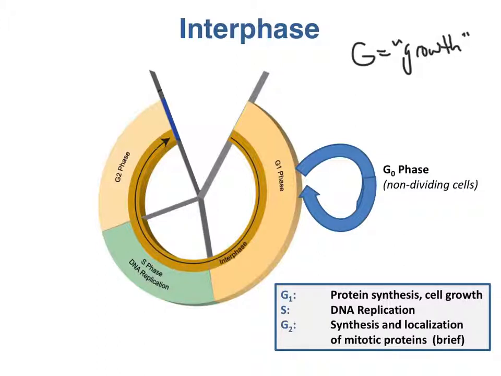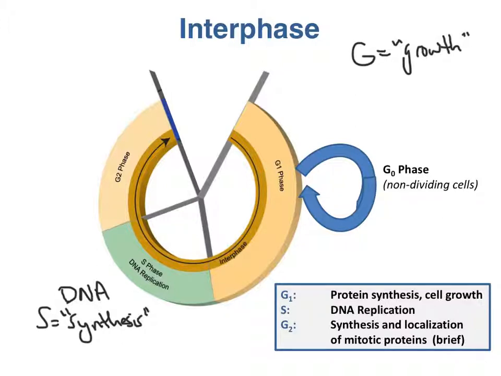Cells that are preparing to divide leave the G1 phase and enter into the S phase. The S stands for synthesis, and specifically DNA synthesis, because the S phase is when a dividing cell makes a copy of its DNA. Cells need to make a copy of their DNA before they're going to divide so that each daughter cell can get an identical copy of the parent cell's DNA.